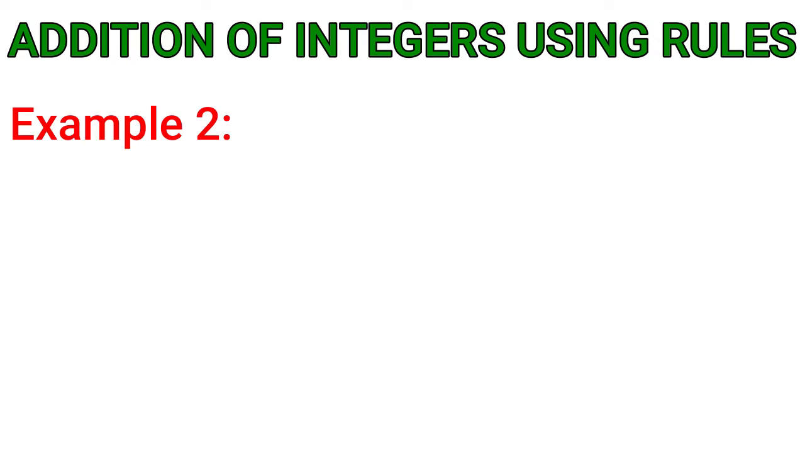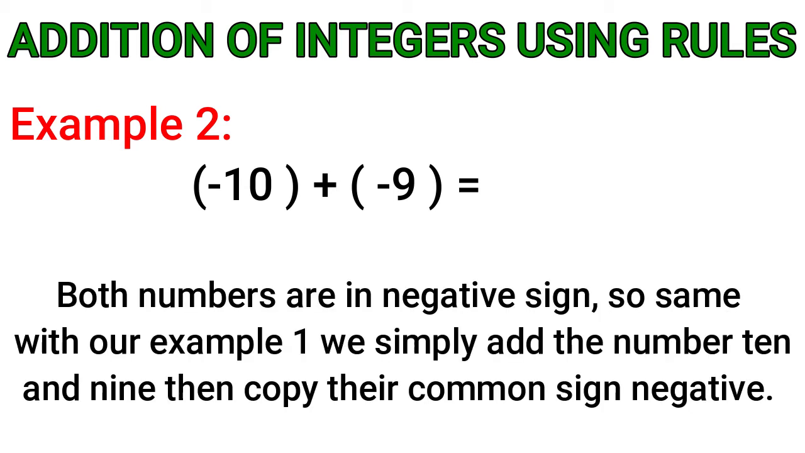Example number 2. Give the sum of negative 10 and negative 9. Both numbers are in negative sign. So, same with our example 1, we simply add the number 10 and 9, then copy their common sign, negative. Therefore, the answer is negative 19.